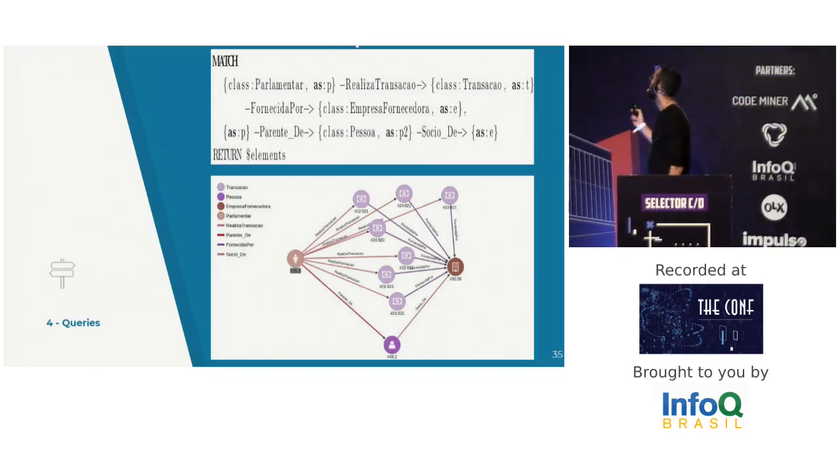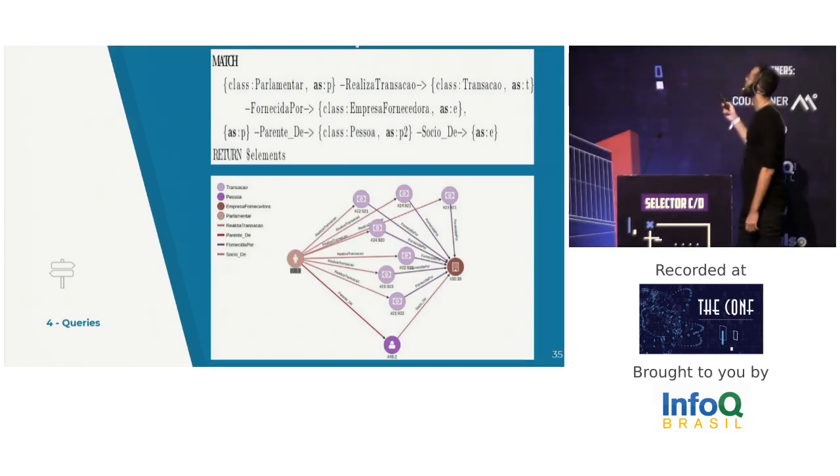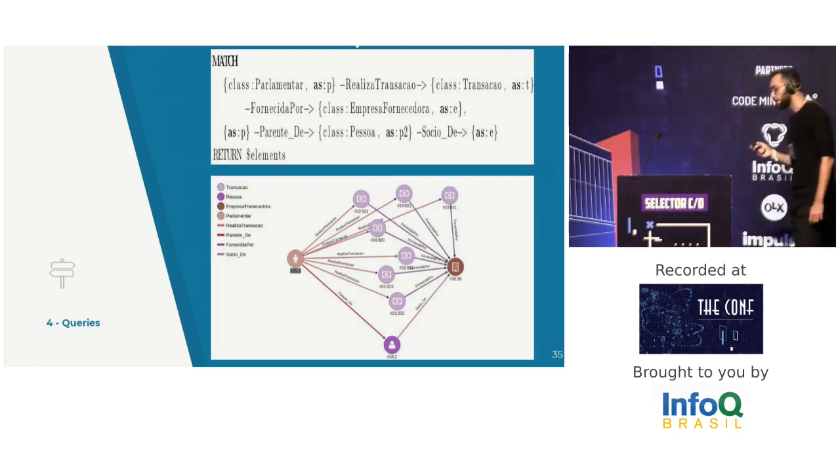Now, this pattern, for example, is a fraud pattern. So again, we use the match function to find a pattern where the deputy executes a transaction that is given by a company, and the deputy is related to a person, and this person is related to the company as a partner. This is a fraud pattern.